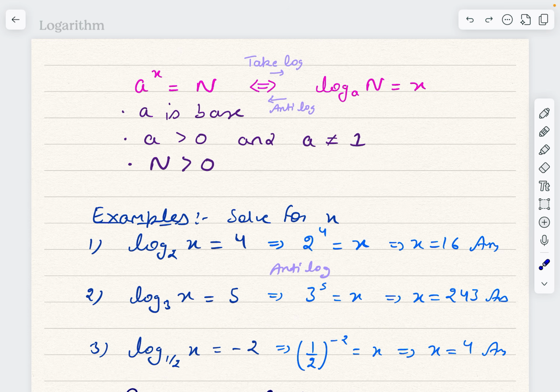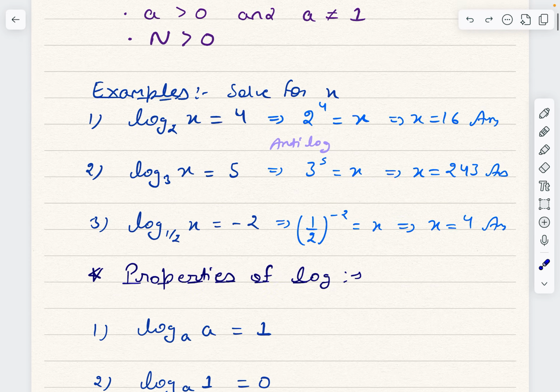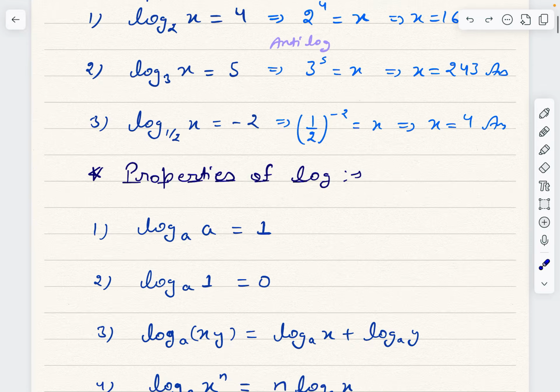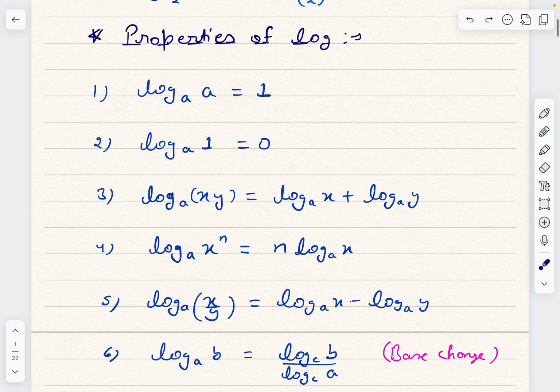I hope it is clear, guys. This is a basic understanding of log. Now let us go to the properties. These properties are very, very important. There are some 9 properties and every question will be based upon these properties only.